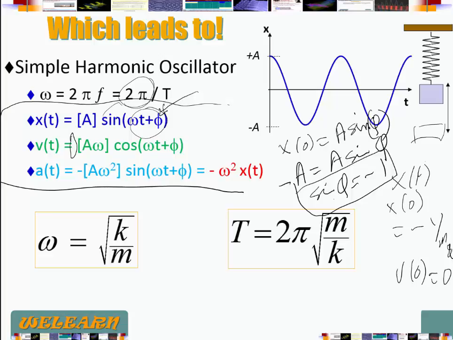Instead of the cosine for x, we have a sine. For v, instead of a sine, we have a cosine. For a, instead of a cosine, we have a sine. We still have the minus sign for a. That does not change. We still have the relationship between a and x, minus omega squared x of t.